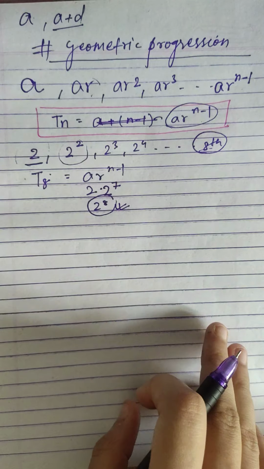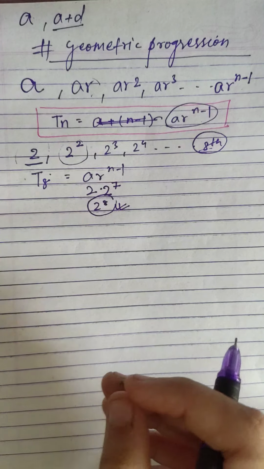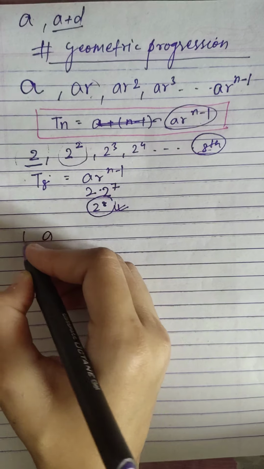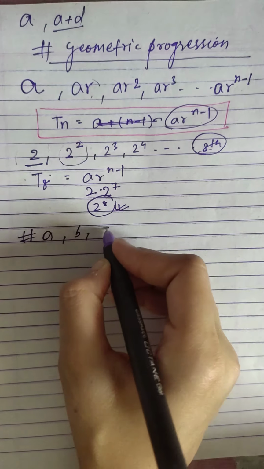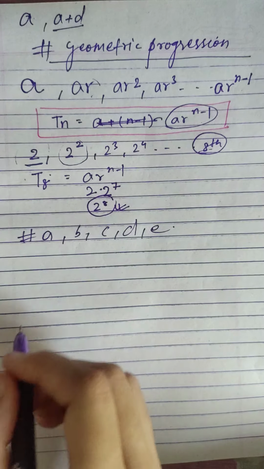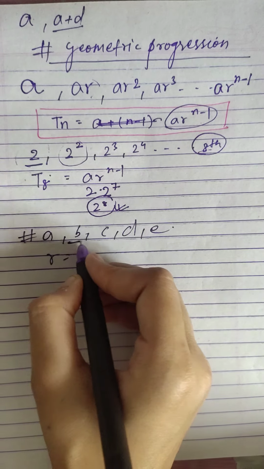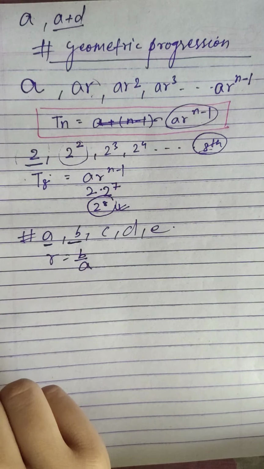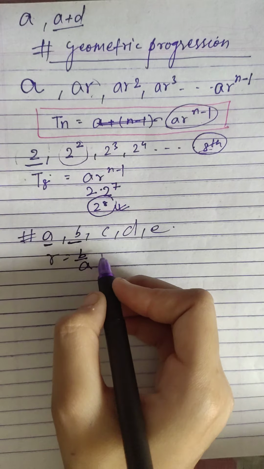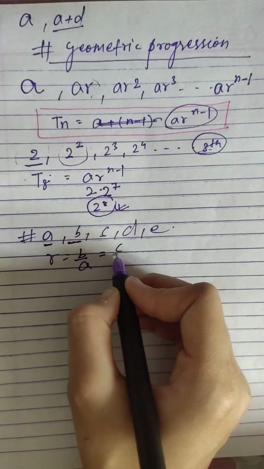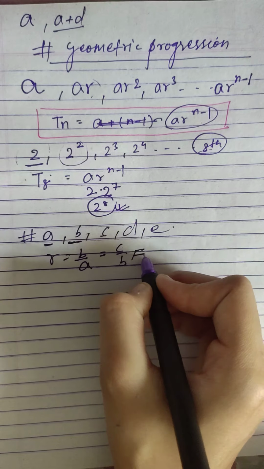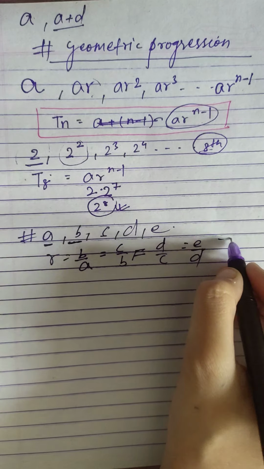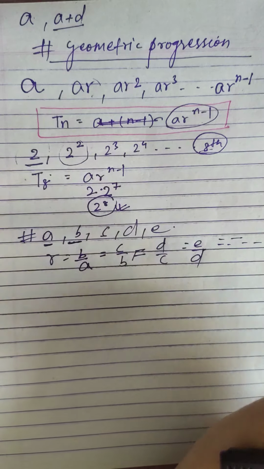This is how you have to find any term of a geometric progression by applying this formula. Okay, so before this I need to tell you how to find the common ratio. Suppose your GP is A, B, C, D, E. So your common ratio is going to be the second term divided by the first term, that is B upon A. Okay, and this B upon A is also equal to C upon B. This is equal to D upon C. It is also equal to E upon D. So like this it will be continuing.